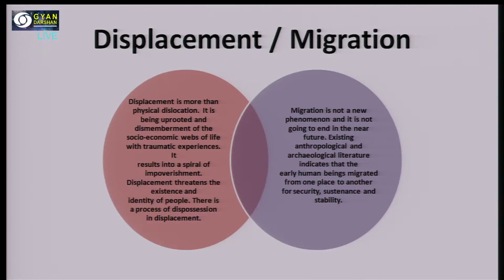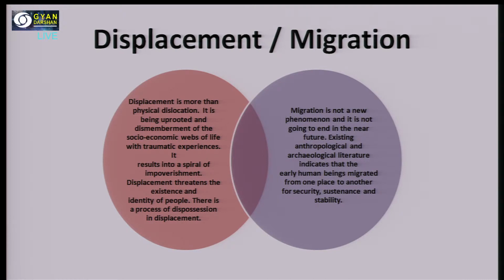Now here, if you look at the screen, I have presented a small diagram depicting what displacement is and what migration is. For your understanding, let me just read it out. Displacement is more than physical dislocation. It is being uprooted and the dismemberment of the socio-economic webs of life with traumatic experiences. Displacement results in a spiral of impoverishment. Displacement threatens the existence and identity of people. There is a process of dispossession in displacement.